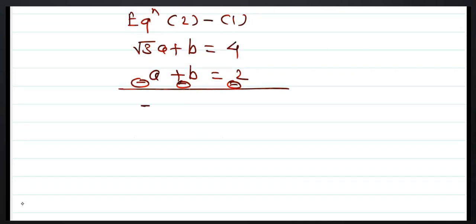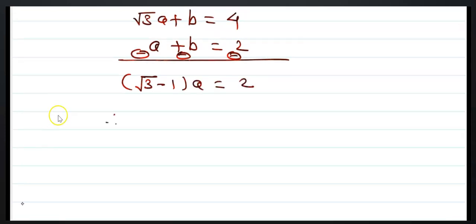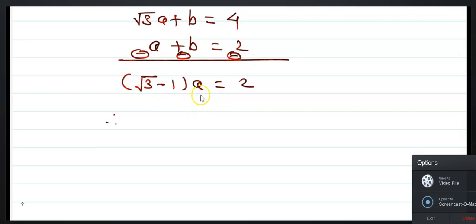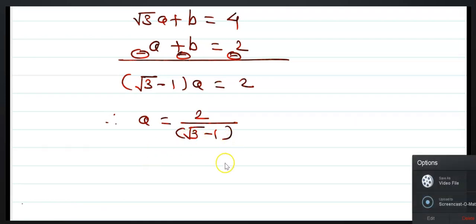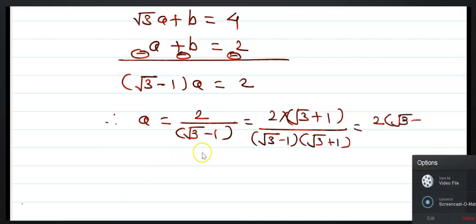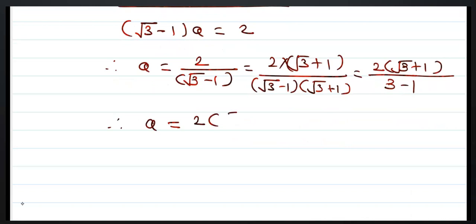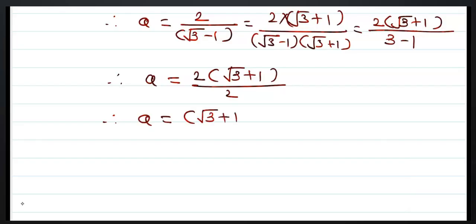Now make their subtraction. b gets cancelled. You will get root 3 minus a, take a common, root 3 minus 1 into a is equal to 2. Therefore, a is equal to 2 upon root 3 minus 1. Now we rationalize the denominator, that is, multiply by root 3 plus 1, root 3 minus 1 into root 3 plus 1. Therefore, you will get 2 in bracket root 3 plus 1 upon 3 minus 1. That is, a is equal to 2 in bracket root 3 plus 1 upon 2. This 2 gets cancelled, and overall you will get root 3 plus 1.